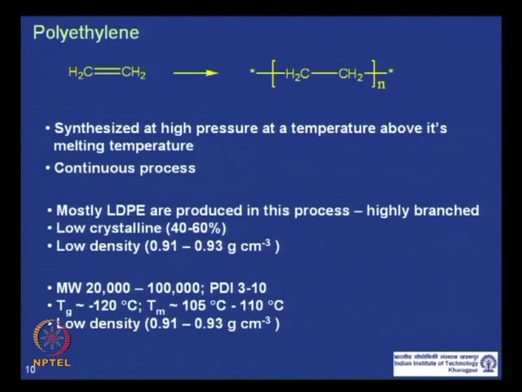Typical molecular weights for the commercial polymers are 20,000 to 100,000, PDI is 3 to 10, and Tg of these polymers is about 120 degree centigrade, and Tm is from 105 to 110 degree centigrade, and density, as I said, is low density one more time.